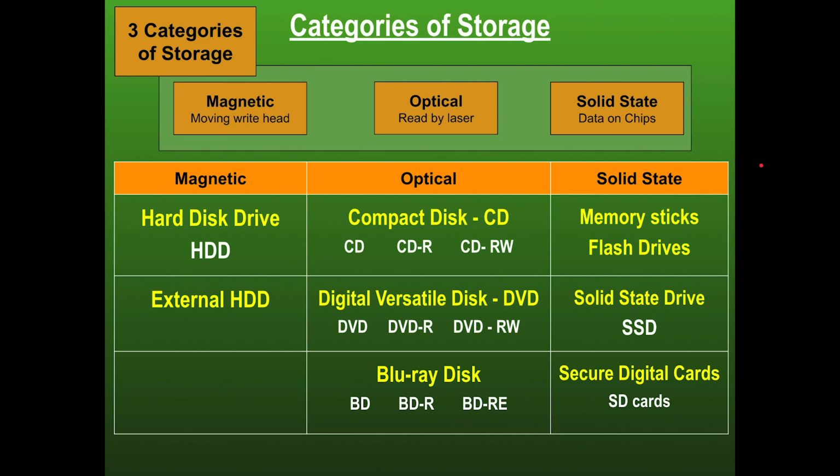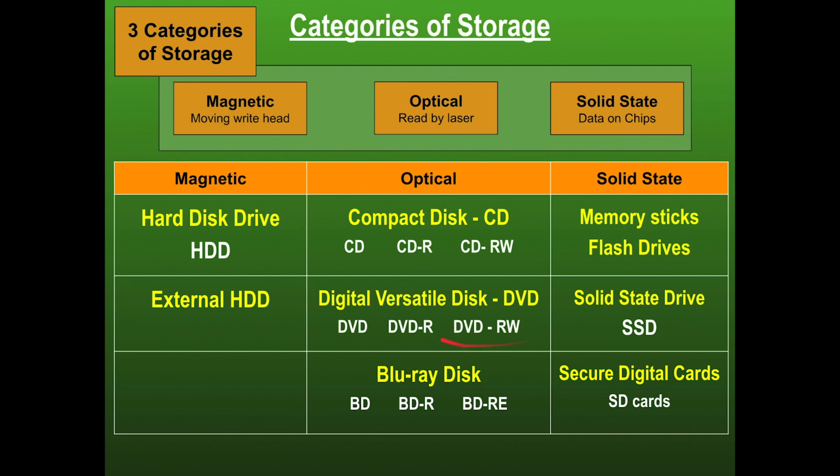We'll get into each of these three different types, magnetic, optical, and solid state. I just want to mention here about optical storage specifically and the CD, DVD, and Blu-ray. And just looking at what is this difference here with CD, CD-R, CD-RW, DVD, DVD-R, DVD-RW, and so on.